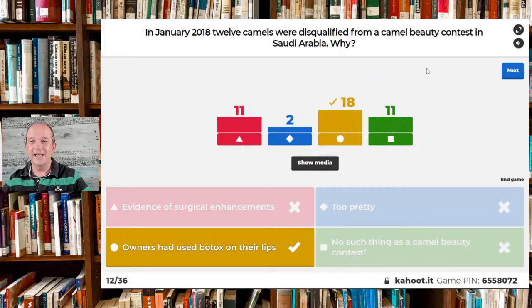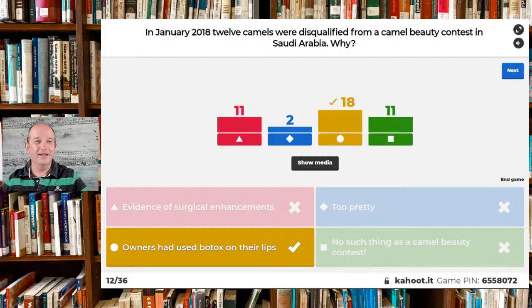There we go. The owners had used Botox on their lips. I mean, just crazy, isn't it? But that's what had happened. So the 12 camels were all disqualified for cheating. They didn't cheat, it was the owners using Botox. So let's see where that takes us with the leaderboard.